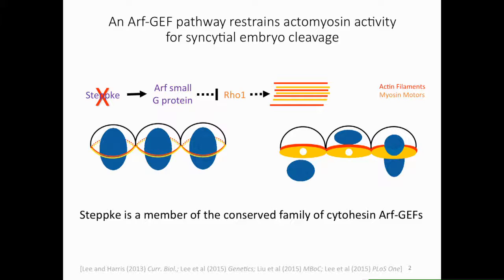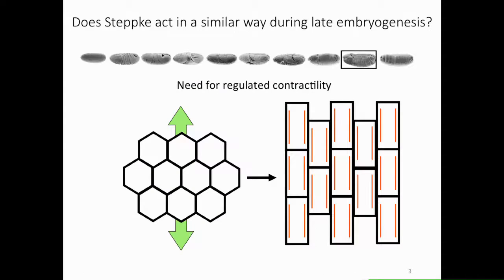So for my project, I became interested in trying to understand if Stepkey played a role during later stages of embryogenesis. The precedent is already there because we know that actomyosin networks are critical throughout all stages of embryogenesis, and in particular during these late stages, such as dorsal closure, when cells undergo this elongation process in order for tissues to spread over the entire embryo. During this process, we see that actomyosin networks are enriched at these elongating contacts, which is kind of counterintuitive and suggests that there's some kind of need for regulated contractility.